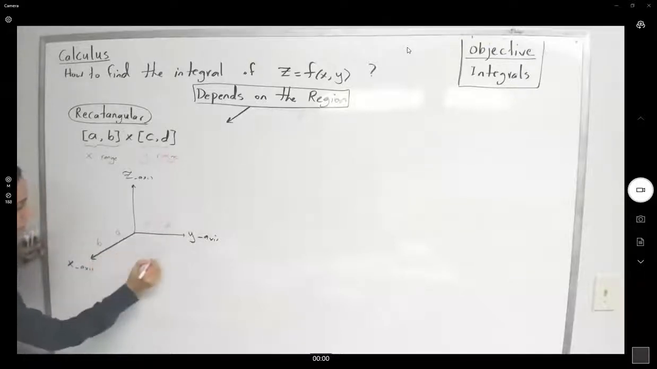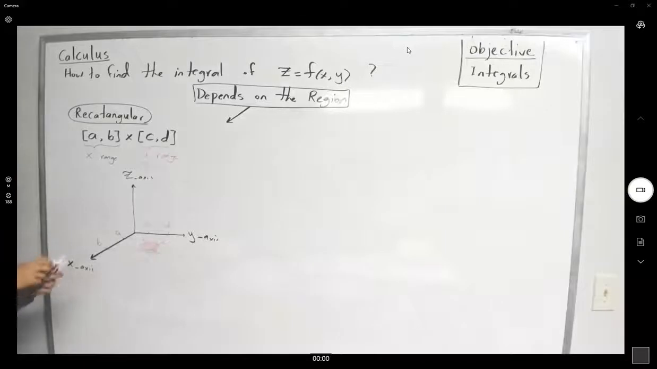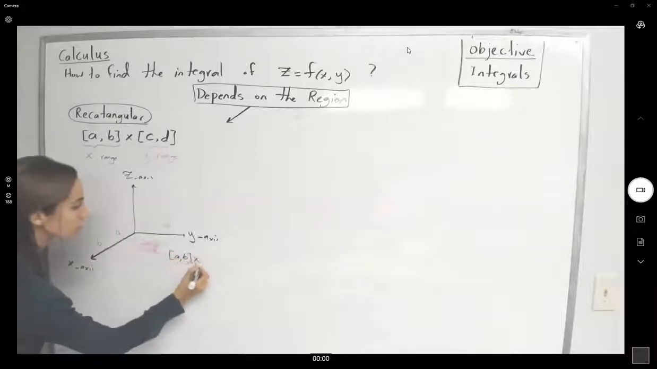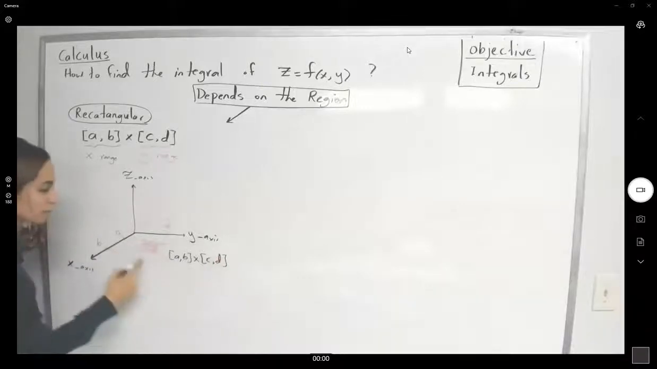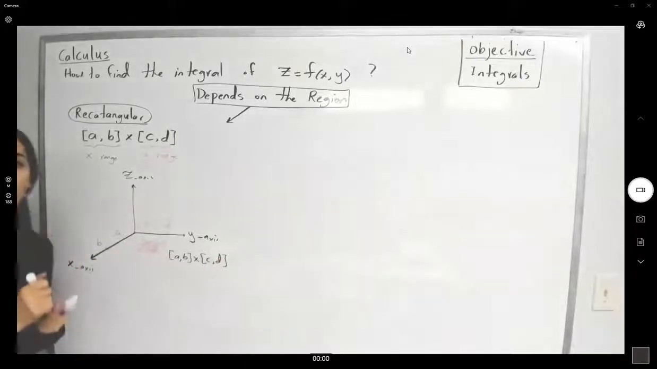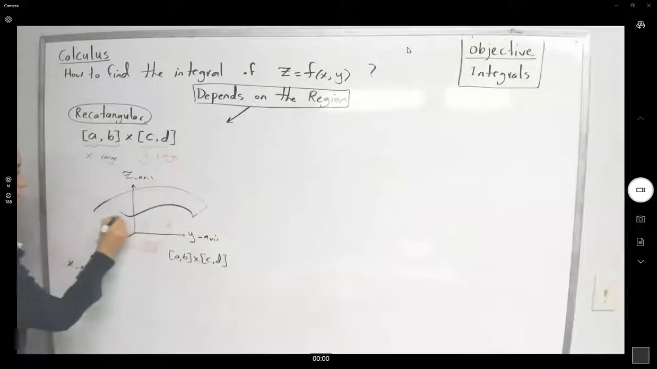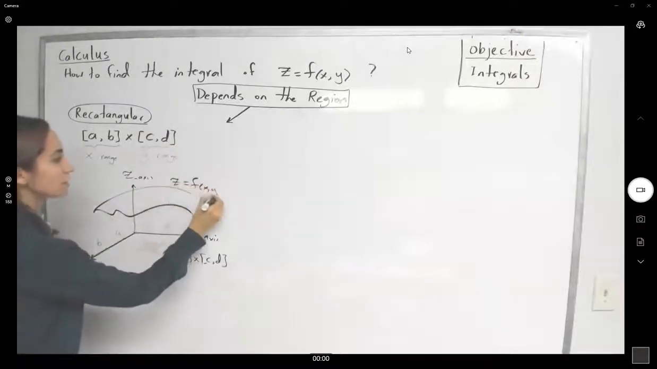Okay, here we go. This continues, and this is this region. So this is the interval A to B cross C to D. This is the region that you're dealing with. So where is the function? The function can be just right here. This is your surface, z equals f of x and y.